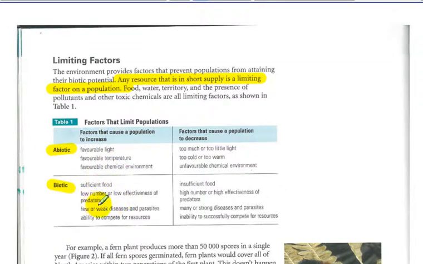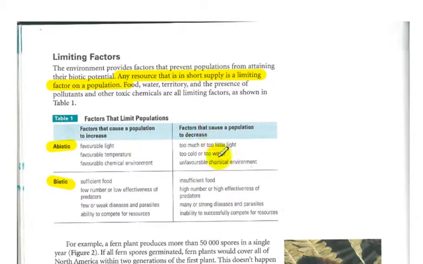of predators, few or weak diseases and parasites, and ability to compete for resources, versus living things that cause a population to decrease, which include such things as insufficient food, a lot of predators that are going to eat them, many strong diseases or parasites, or inability to successfully compete for resources.